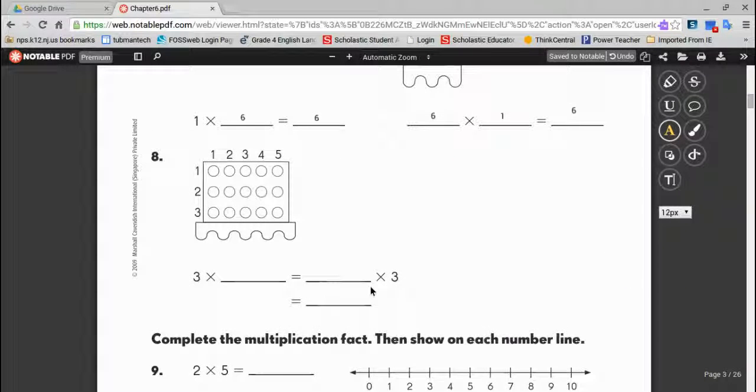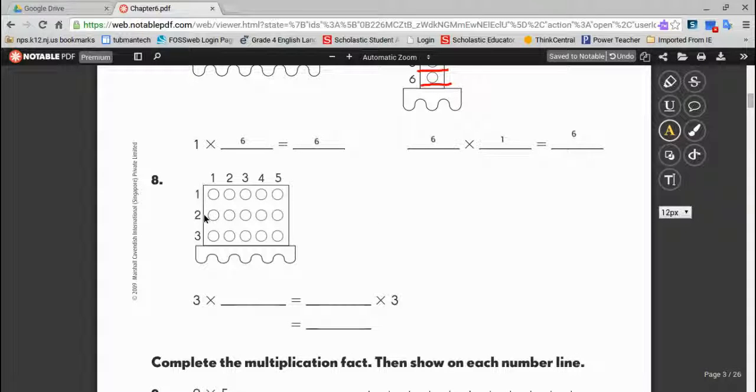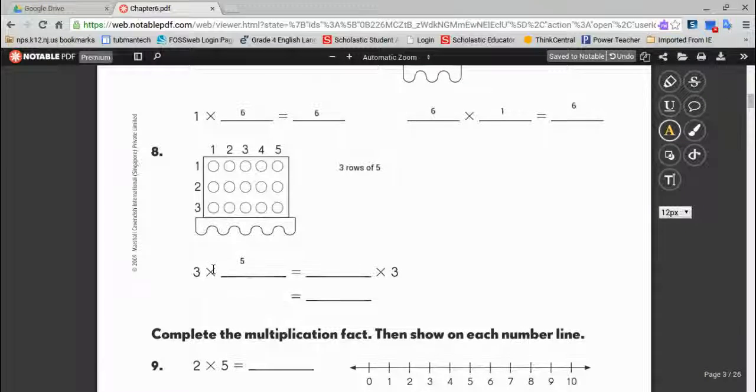Okay? So here, number 8. Let's do number 8. Here we have 3 rows of 5. So we have 3 rows of 5, and we know 3 rows of 5 is 3 times 5. And like we showed up here, if 1 times 6 equals 6 and 6 times 1 equals 6, it really doesn't matter which number you put first because you're going to get the same exact number. So over here, 3 times 5 is the same thing as, well, 5 times 3.